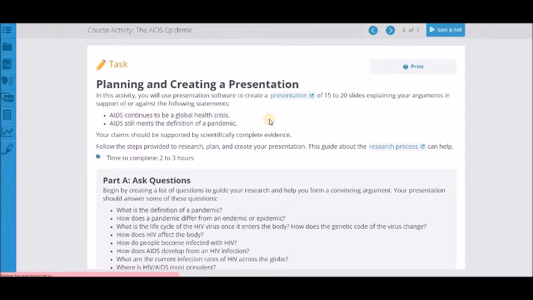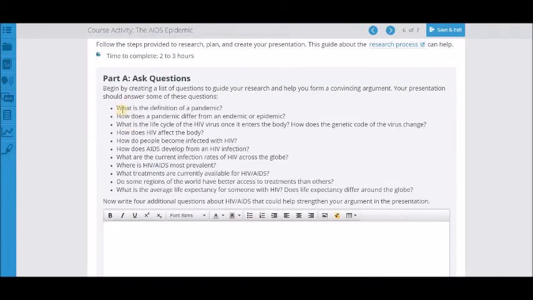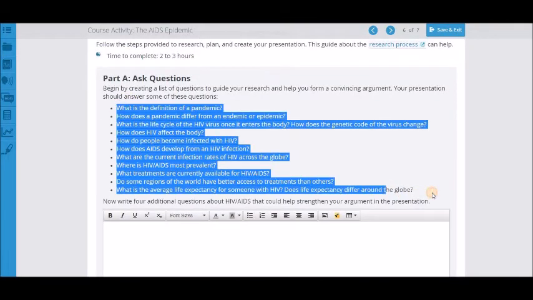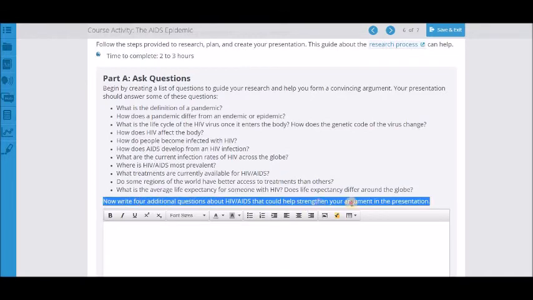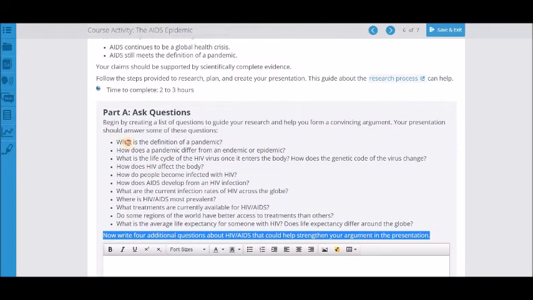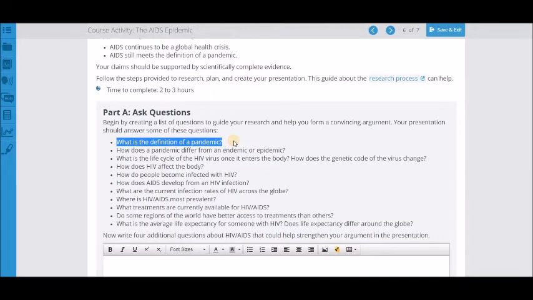So this is the part where it tells you what to do. You're actually going to be creating a presentation. I would encourage you to use Google Slides. 15 to 20 slides each, and if you go through here and you count, there's 11 things here, then you have to write 4 more things for a total of 15. And I would think, okay, then that means that these are each one slide.